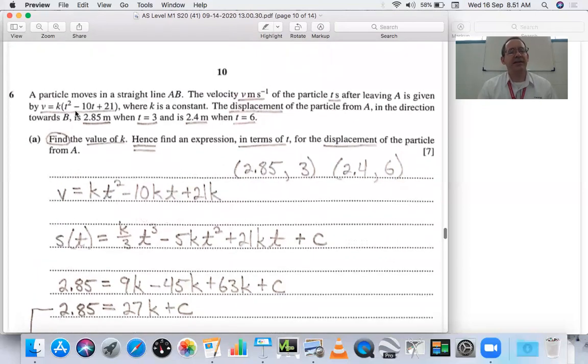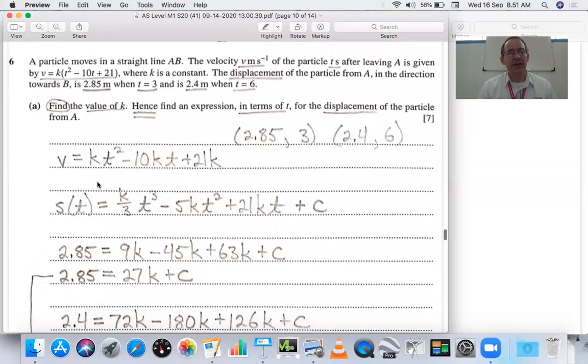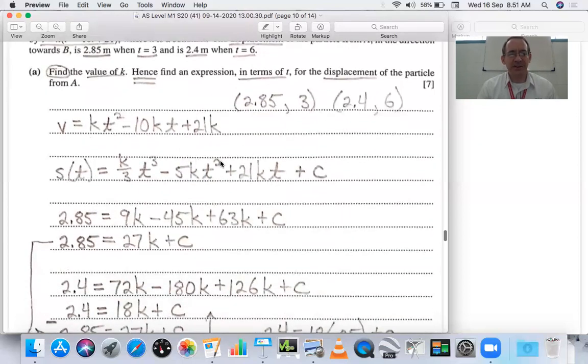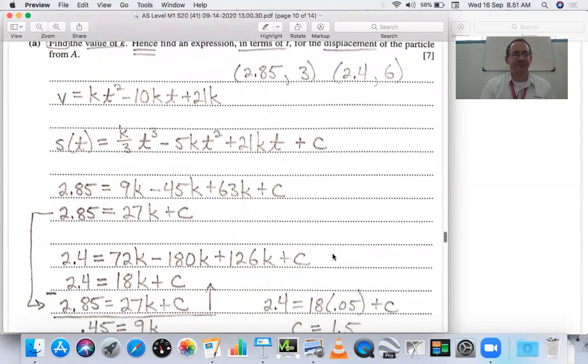So what I did is I distributed the k through, and then we integrate from velocity to the position function. That means you add 1 to the exponent and divide by that number. So you follow your integration rules. Remember, this is an indefinite integral, so we add c at the end.